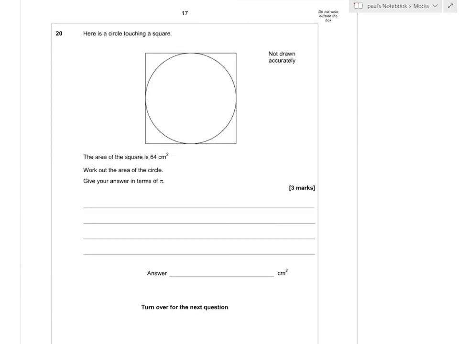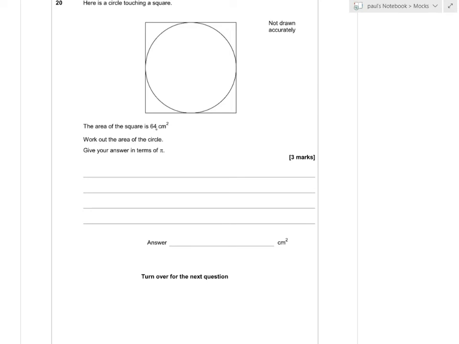Here's a circle touching a square. The area of the square is 64. Work out the area of the circle. Well, let's do 64 divided by 4 because it's got 4 sides. That's 16, right? So each side is 16. That means the radius of the circle must be 8. And give your answer in terms of pi. So the area equals pi r squared, which is 8 squared, 64, so it's 64 pi centimetres squared.